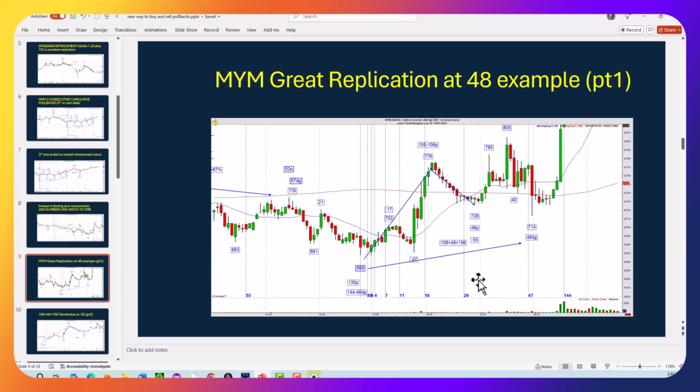Okay, then it gets creative. Check this out. In this case, we had a little double top here, so it's 105 to 108. 108 points. That's 668 to 776. 48 points down. The cumulative total is 156. And this hits at 55 minutes after the hour.